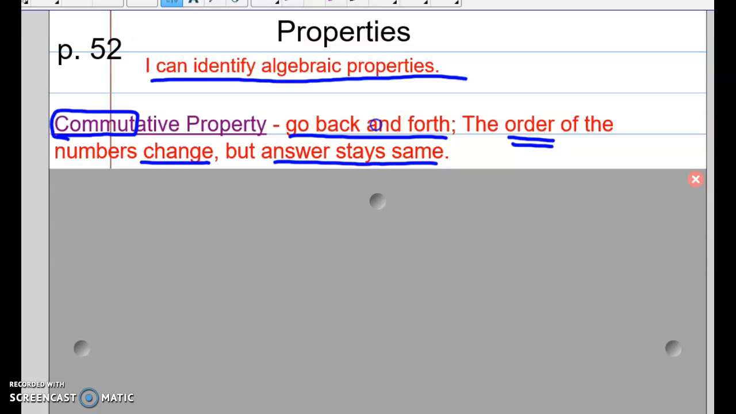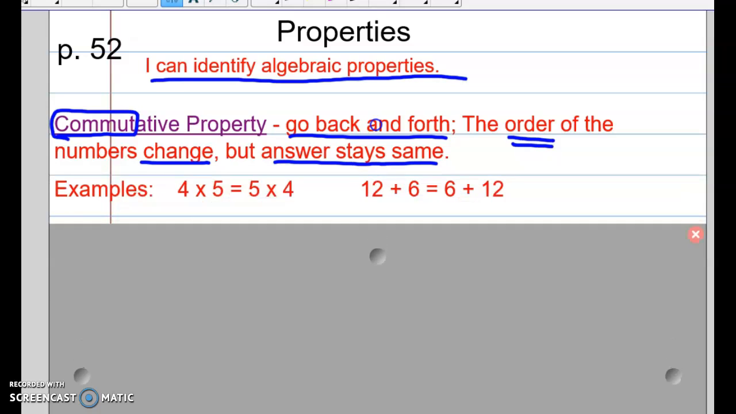Before we look at 2 examples of problems showing the commutative property, I want you to make sure that you have the complete definition and the vocabulary word written on your notebook page now. If you will pause your video and copy down the 2 examples that you see on the board. These 2 examples show the commutative property.